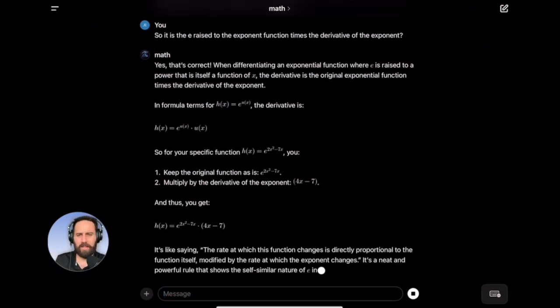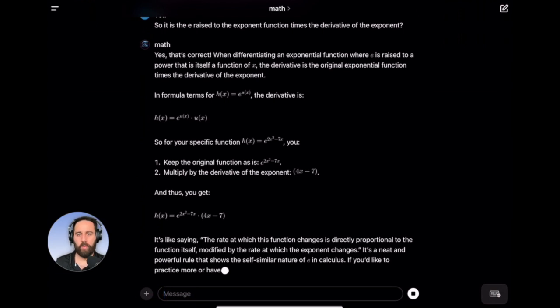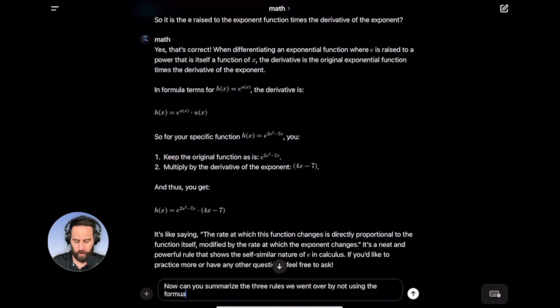See, a lot of times the formula terms don't make sense. So let's say now, can you summarize the 3 rules we went over by not using the formula terms? That makes it more confusing for me.